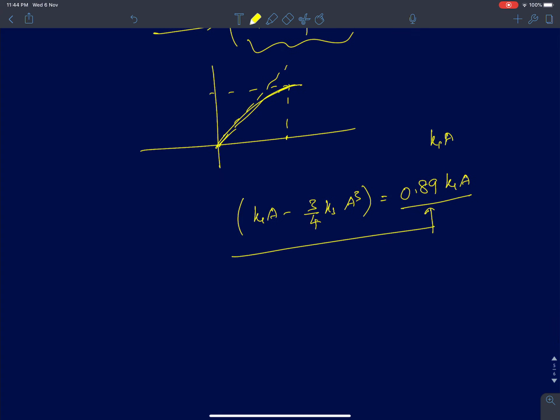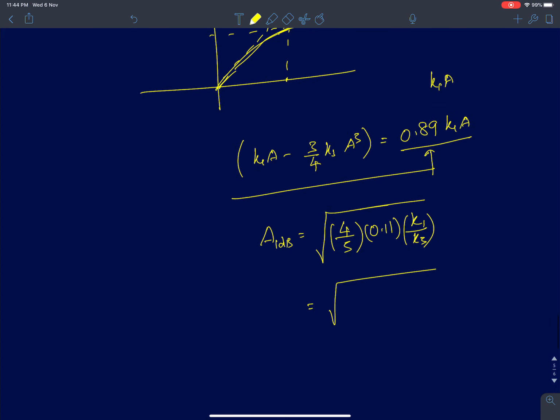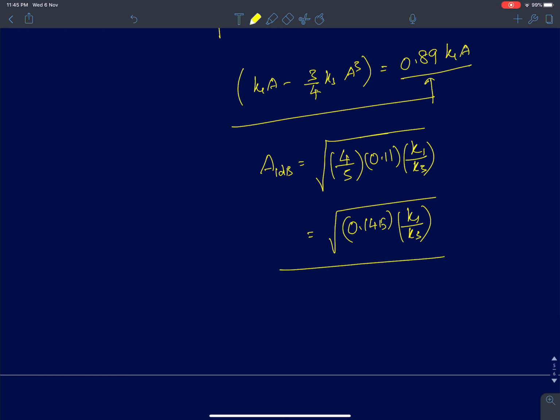Now solving this, we found the 1 dB compression point, which is the point where the gain reduces by 1 dB, as 4 by 3 into 0.11. You can very easily show that this is the number. So into K1 by K3. This is what we found, and this actually turns out to be 0.145 into K1 by K3. So this is the 1 dB compression point, and this is the peak amplitude. So the units for this will be volt.